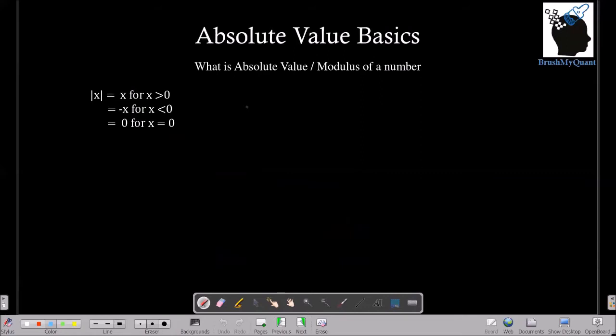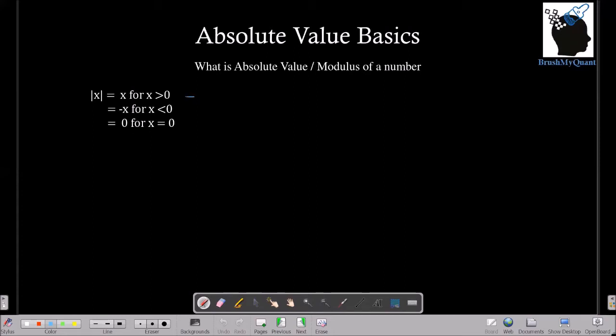So let's say we have to find the value of mod of x. Now mod of x will be equal to x if x is greater than 0. That means if you have a positive number, you can directly take out x outside the absolute value. Mod of x will be equal to minus x if x is less than 0. That means if you have a negative value inside the absolute value, you need to take it out after putting a negative sign so that the overall result becomes positive, and mod of x will be equal to 0 if x itself is 0. Let's take some examples for this again.